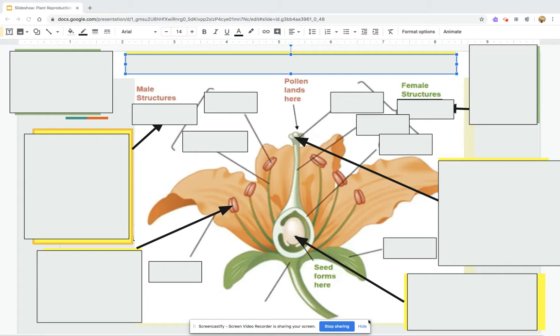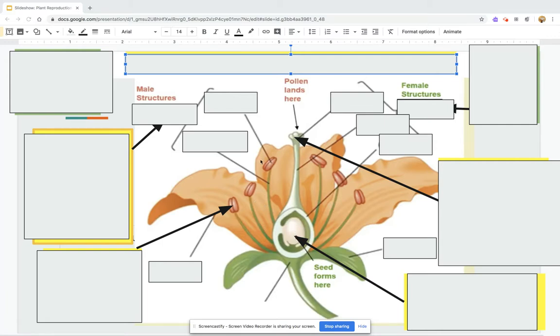Now, a flower is a reproductive part of a flowering plant. So the purpose of the flower is to produce seeds so that the plant can reproduce. So there are different parts of a flower. Some flowers have just male parts, and some have just female structures. Some, like this one that we'll be looking at, have both male and female structures.